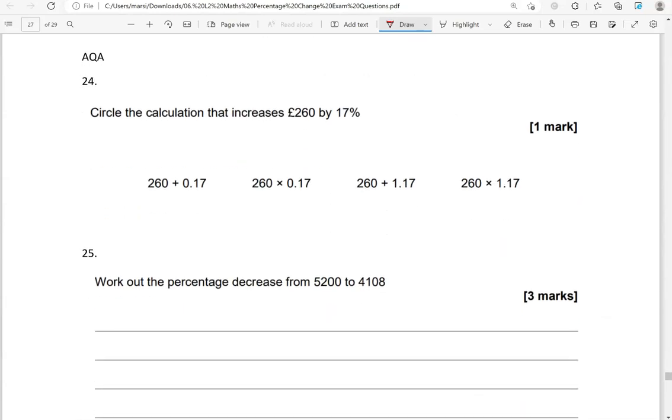Circle the calculation that increases 260 by 17%. So when you increase a number by 17%, that is like working out 117% of that number. So as a decimal, that is 1.17. So you multiply 260 by 1.17. And that's this option here.